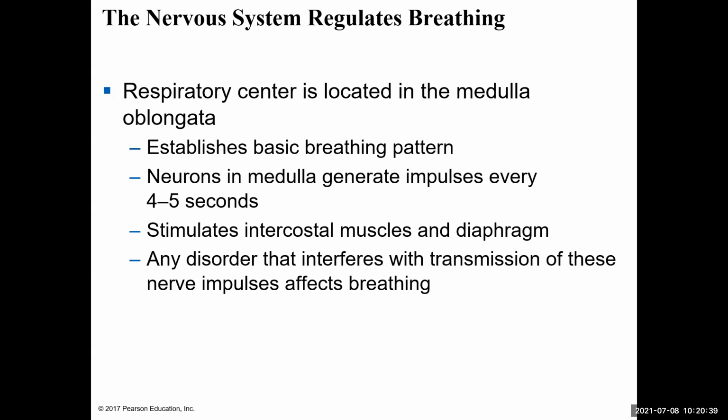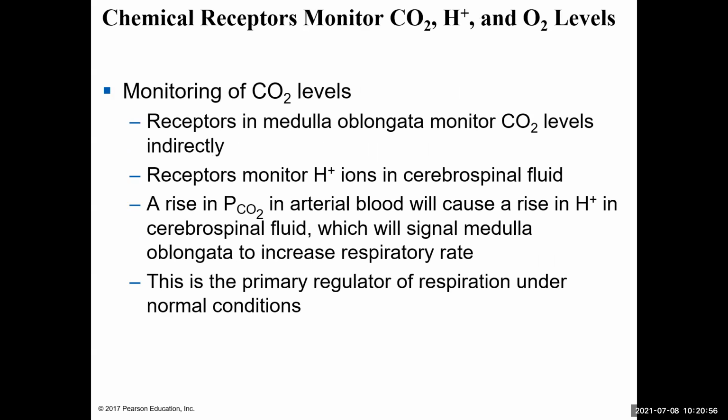So if you have a disorder that affects these impulses or the transmission of these impulses, then it's going to affect your ability to undergo respiration at an appropriate rate, which could be really bad. Now, there are receptors in the medulla oblongata that monitor carbon dioxide levels. The way it monitors the carbon dioxide levels is through the presence of hydrogen ions. So it's not measuring carbon dioxide directly, it's getting an indirect measure.